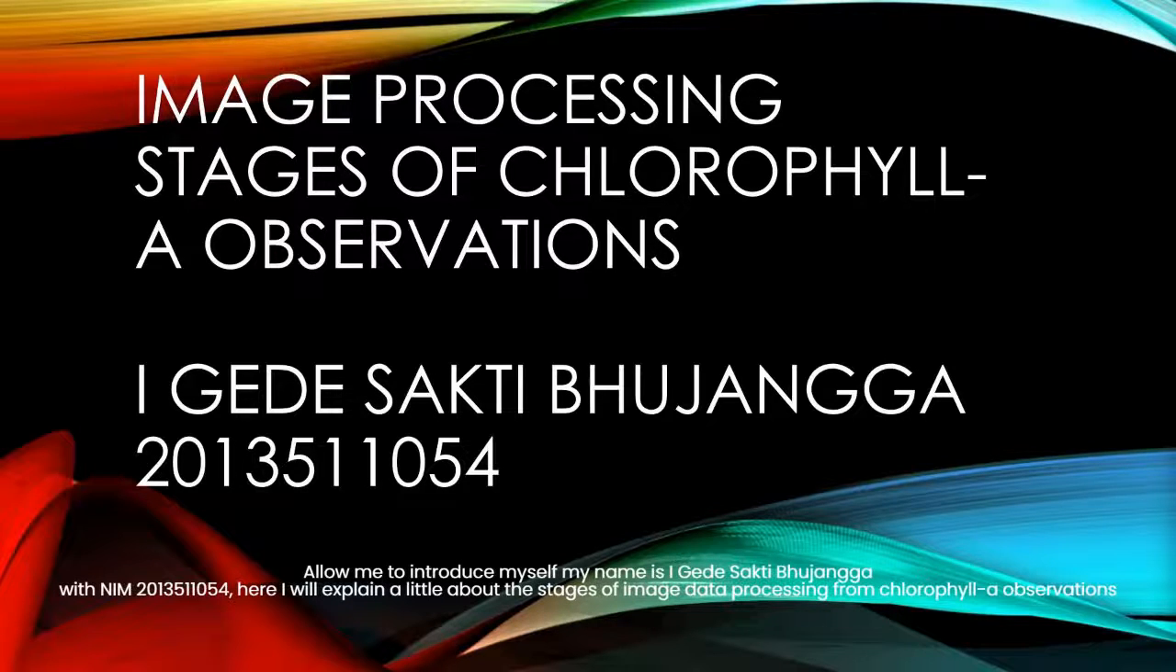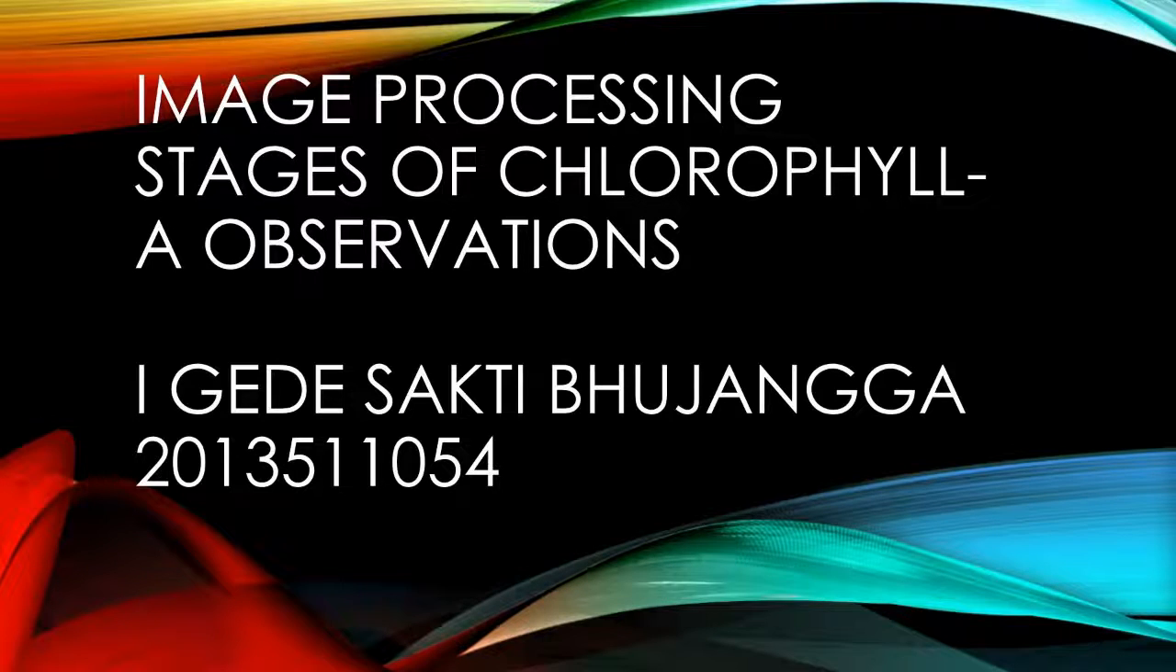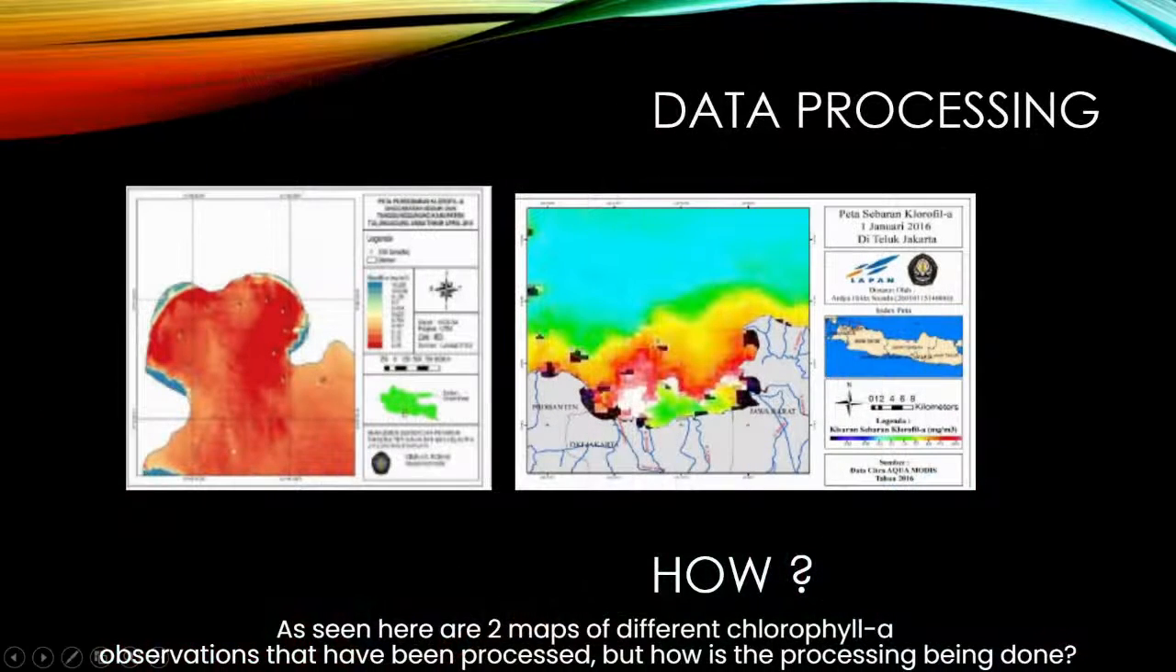Allow me to introduce myself. My name is Gede Bhujangga with student number 2013511054. Here I will explain a little about the stages of image data processing from chlorophyll A observation. As seen here are two maps of different chlorophyll A observation that have been processed. But how is the process being done?